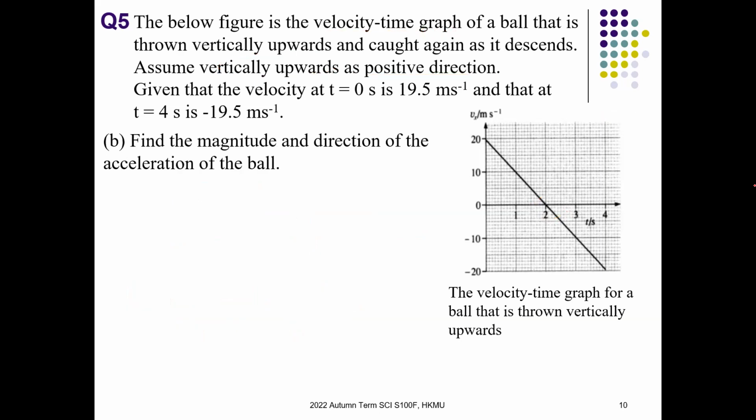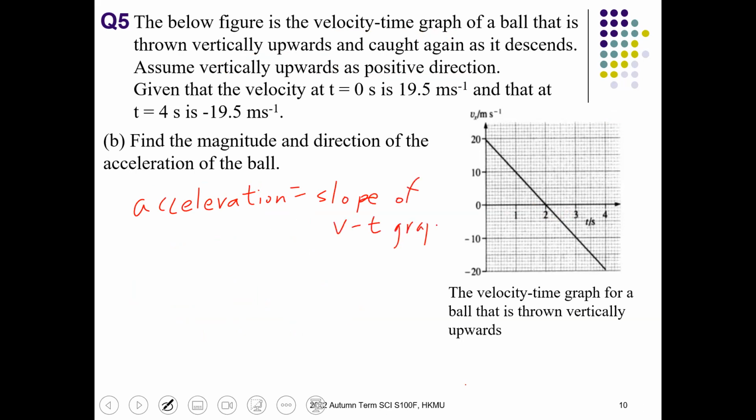In part B, we need to find out the magnitude and also the direction of the acceleration. We are given a graph. This is VT graph. We know taking the first derivative on the VT graph, we get the acceleration. Or we can consider the slope in the VT graph. To find out the slope, we can refer to the graph, and we only need to select 2 points.